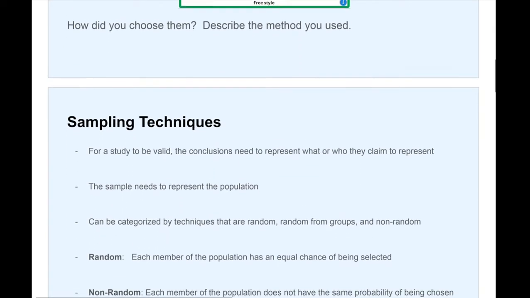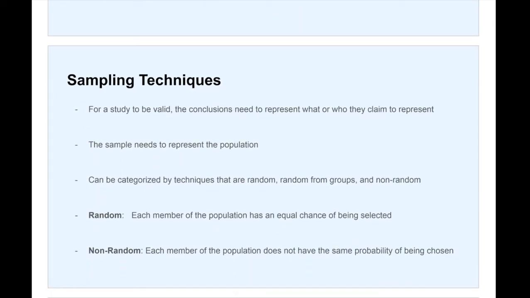So sampling techniques: for a study to be valid, the conclusions need to represent what or who they claim to represent. So again, we've talked about that before in terms of a study being valid. If they don't represent who they claim to represent, then it would not be considered valid. The sample needs to represent the population. So again, the sample is a smaller group and it represents the population.